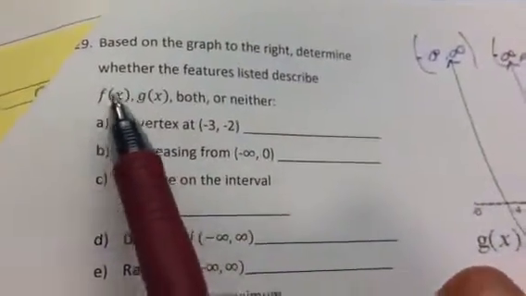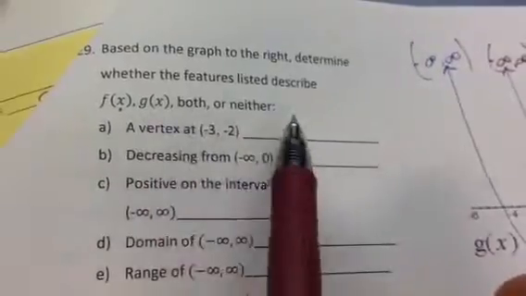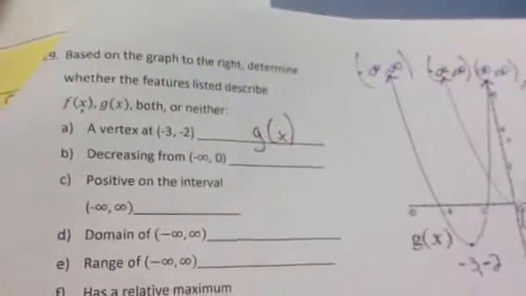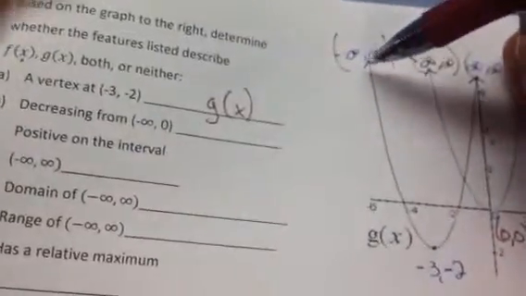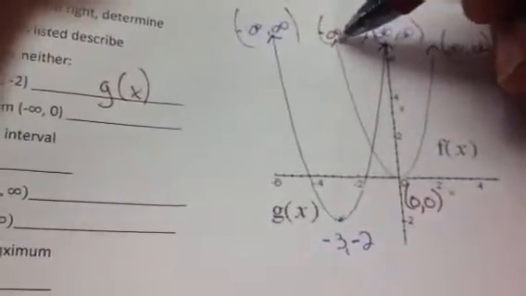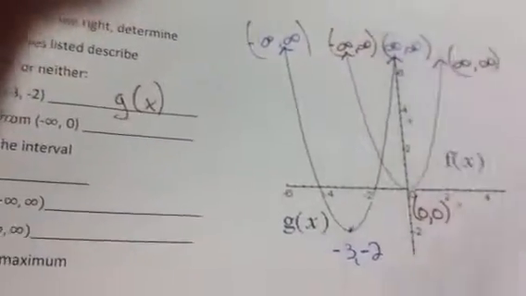Okay, so the first thing you're going to answer is: is it f of x, g of x, both, or neither? Which one has a vertex at (-3, -2)? That's your g of x. Which one is decreasing from -infinity to 0? This is decreasing from -infinity to -3, but this one's decreasing from -infinity to 0. So for that problem, it's f of x.